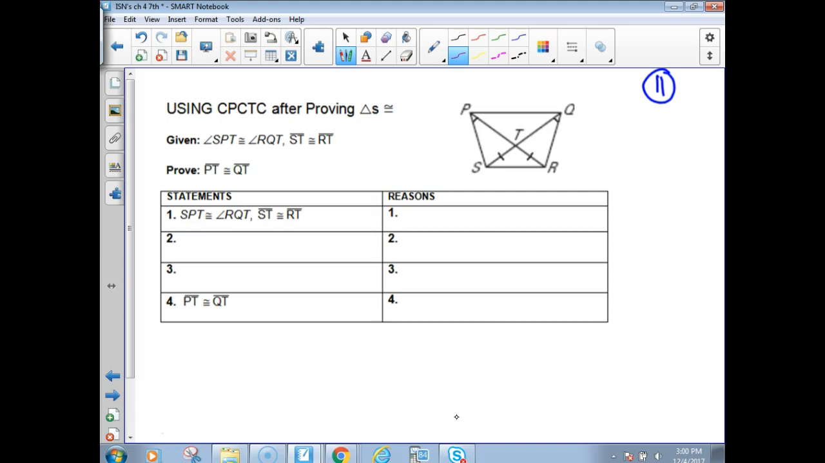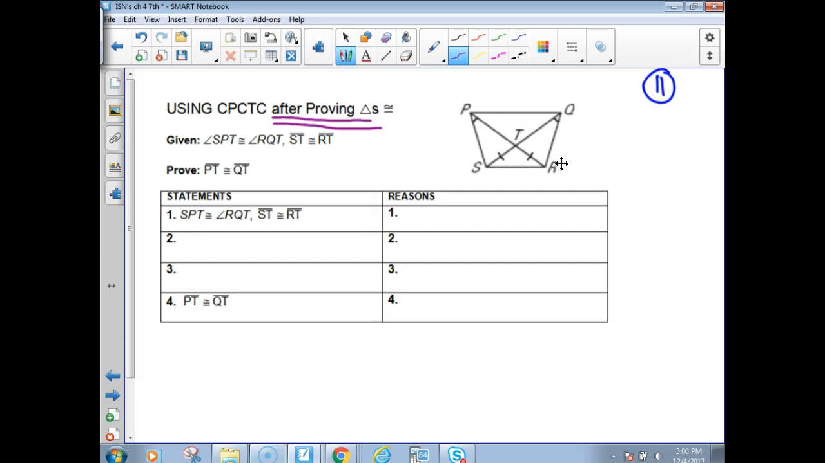Using CP/CTC after proving triangles congruent. Notice it says after. That means we're going to prove some triangles are congruent before we use CP/CTC. CP/CTC stands for corresponding parts of congruent triangles are congruent. So what it means is, once you say some triangles are congruent, you can say the rest of their parts are congruent.